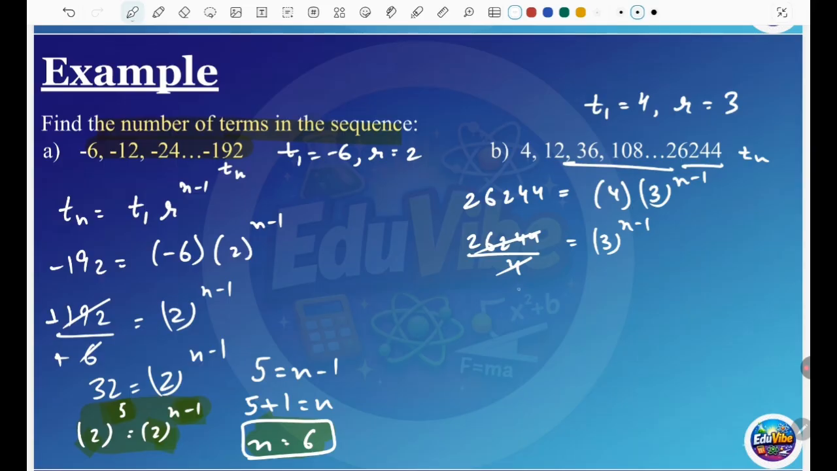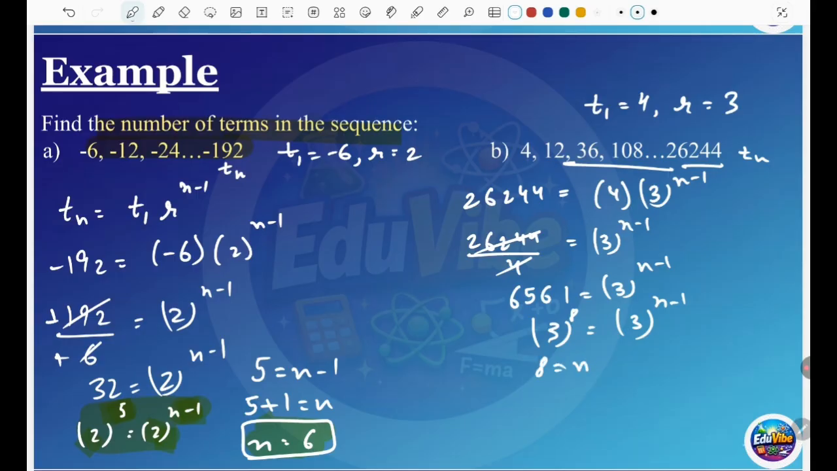When you solve this, you get 6561 is equal to 3 raised to power n minus 1. 6561, you take the LCM and you know that this can be written as 3 raised to power 8. And you can check by trying 3 raised to power 7, 8 or 9, so you get the idea where it lies. You can do 3 raised to power 8 with your calculator.